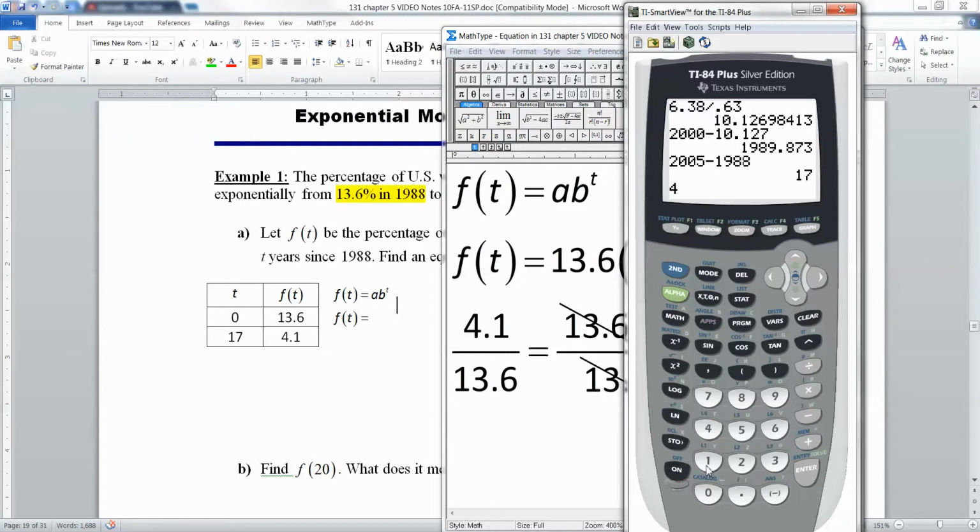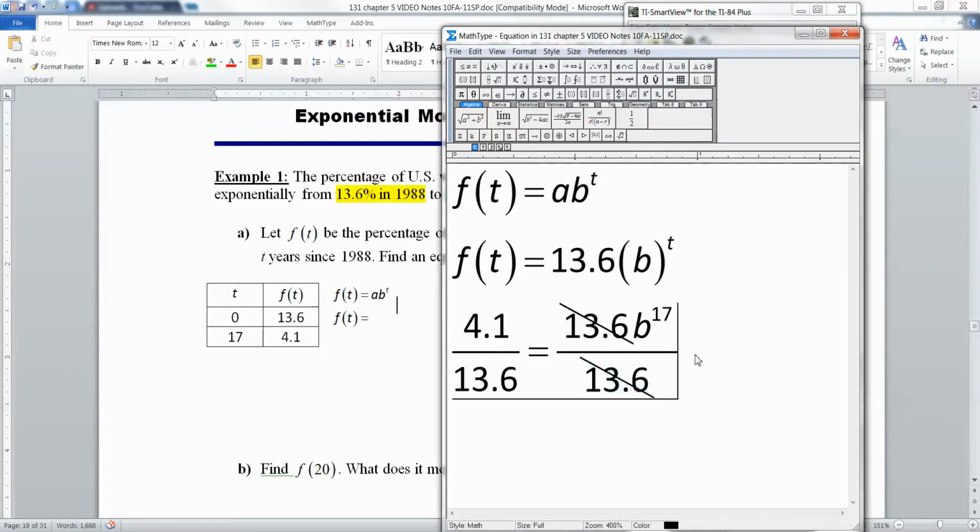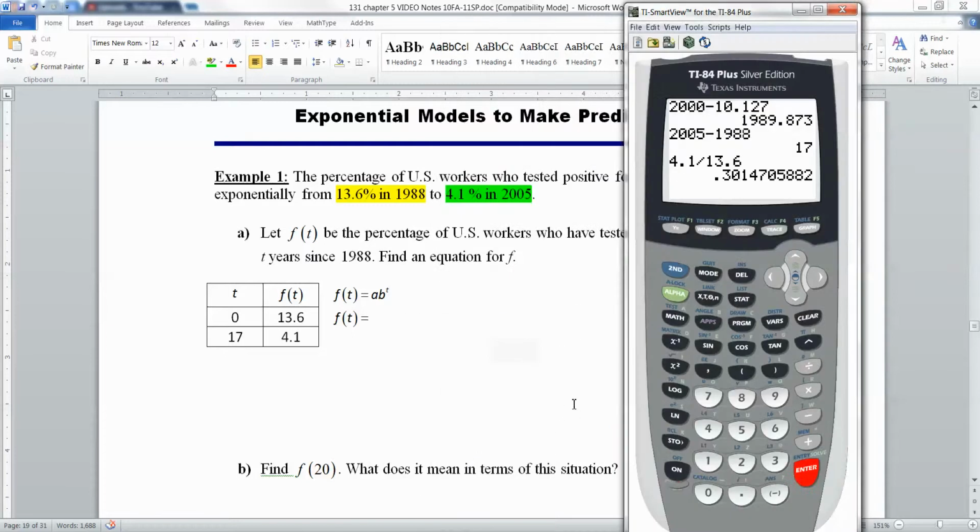4.1 divided by 13.6. All right, 0.3015 roughly. 0.30147. I'm going to keep more decimal places than I really need, but that's because you want to keep more until the very end and then you can get rid of it at the end, right?